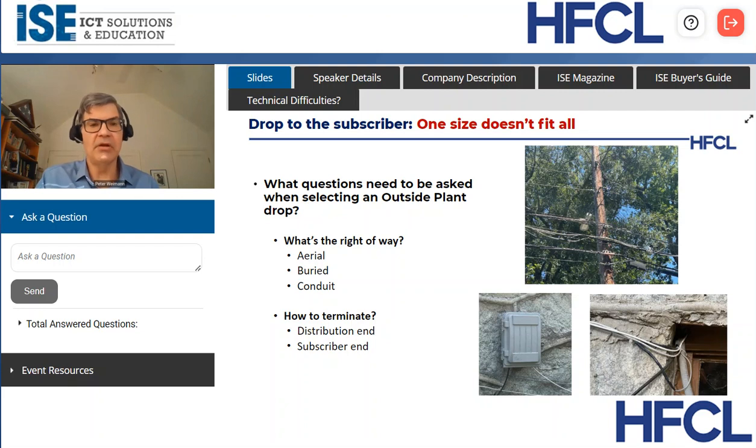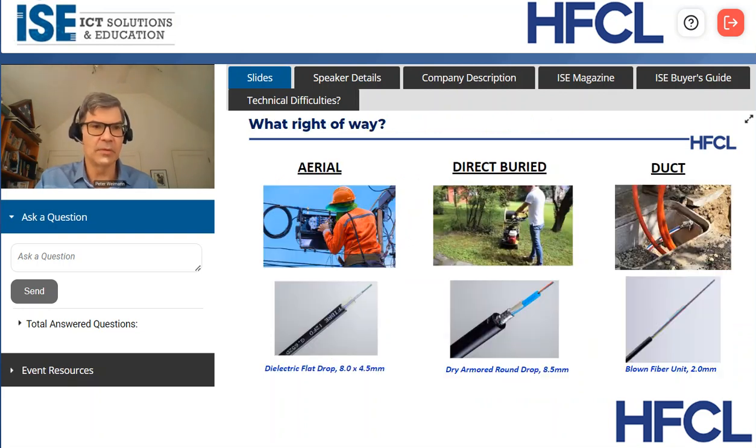But the first question is, what's the right of way that you're going to use? Are you going to go aerial, buried, or in conduit? And then the next critical question is, how are you going to terminate these cables at both the distribution end and the subscriber end? And there's trade-offs associated with all of these, and the rest of this webinar will review them.